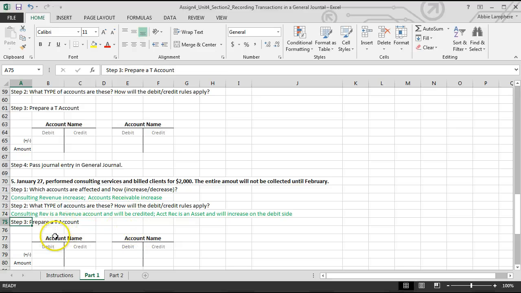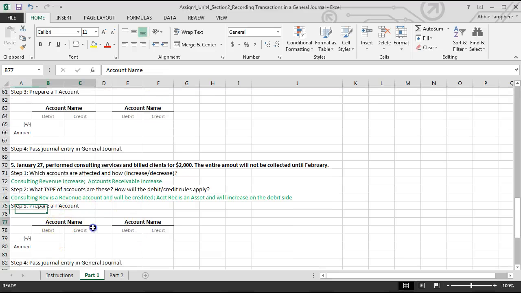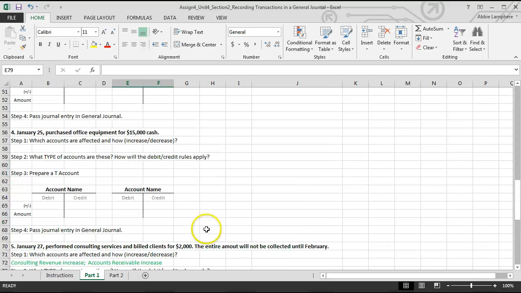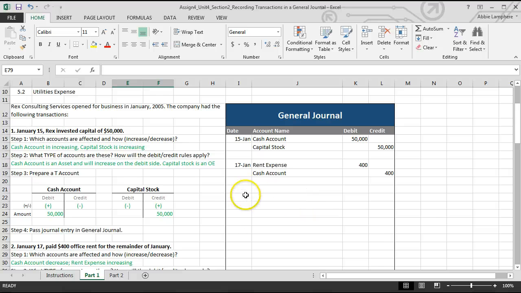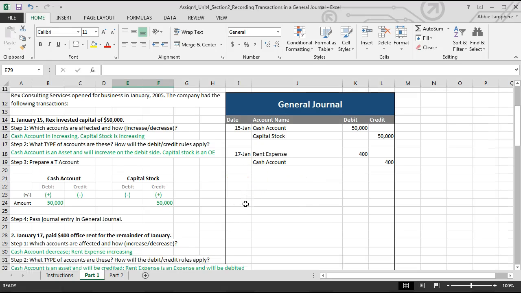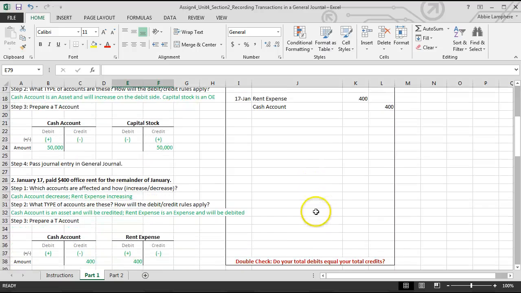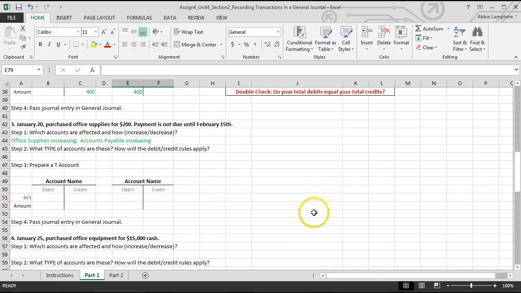Okay, you guys can complete the rest of these T accounts. Make sure you're filling out which side increases and decreases for each one. Use that reference guide, and then you're going to pass the journal entry. So go back up here to the journal and fill in that journal entry, always listing the debit first. The debited account is listed first there.